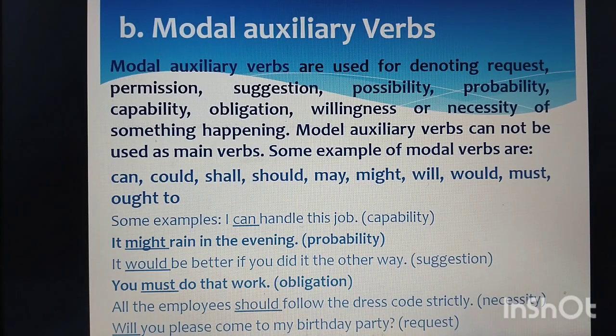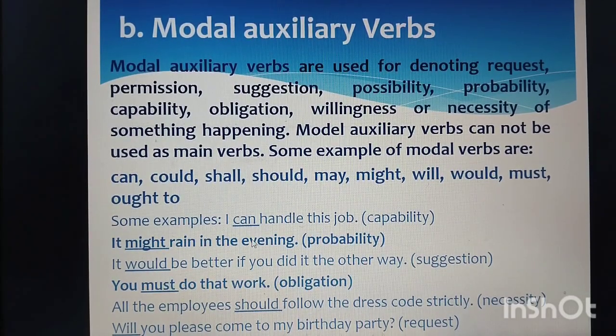Now we discuss another type called modal auxiliary verbs. Modal auxiliary verbs are used for denoting request, permission, suggestion, possibility, probability, capability, obligation, willingness, or necessity of something happening. Modal auxiliary verbs cannot be used as main verbs. Some examples are can, could, shall, should, may, might, will, would, must, ought to. These are called modal auxiliary verbs, so they cannot be used as main verbs.